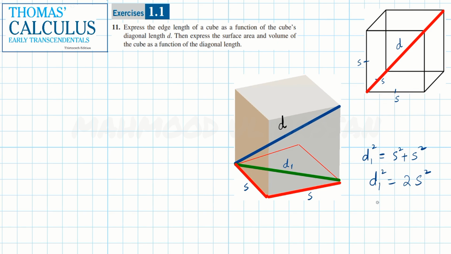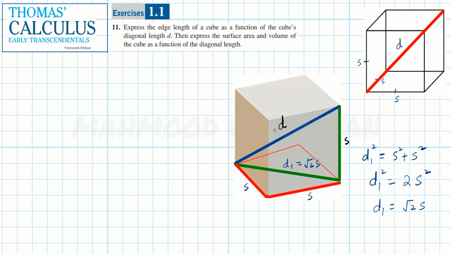Now when we take the square root on each side, it will become d1 is equal to square root of 2 times s. We have to neglect the negative because it's a length. So d1 here is square root of 2 times s. Now consider this edge here by joining these 2 points, and you can see the length of this edge is also s.